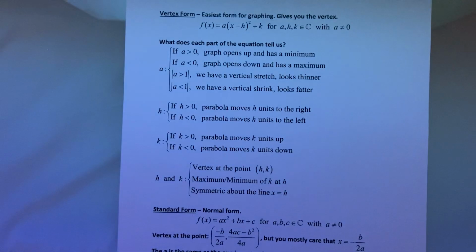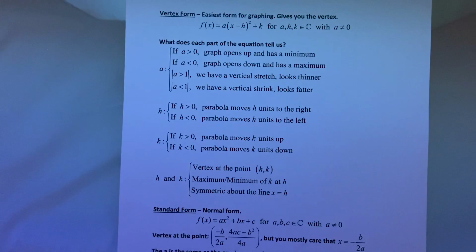Now, what does every part of the function equation tell us? If a is positive, it opens upward. If a is negative, it opens downward. Opening downward is when it has a max. Opening upward is when it has a minimum. We're not worried too much about the vertical stretch for now. We'll worry about it when we're graphing. Usually we plug in points to deal with that.